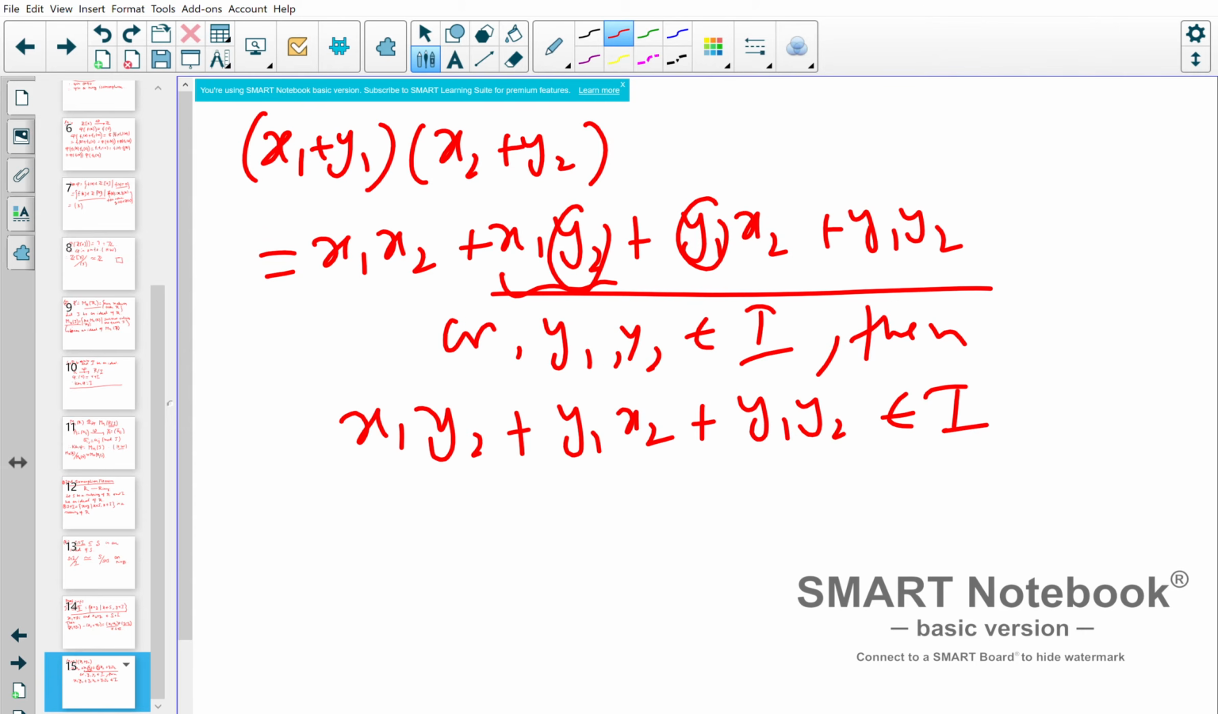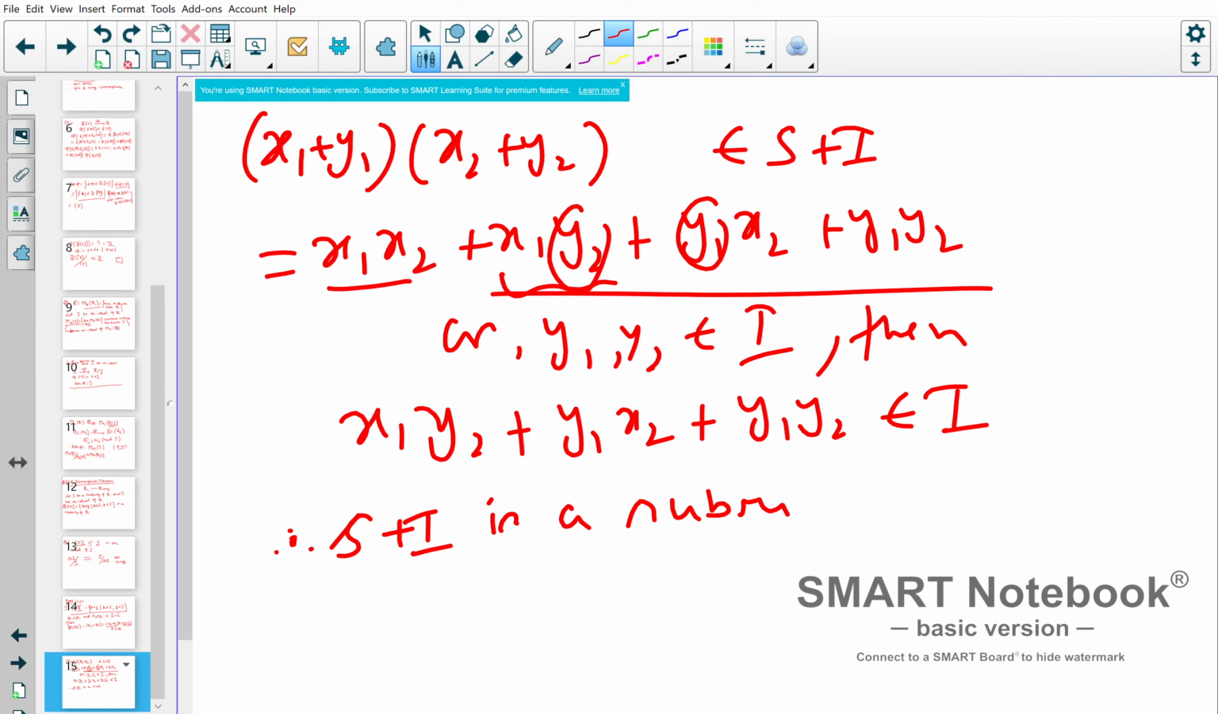Okay, and then what you are left with? So you have an element of S. This is an element of S because it's a subring. So this becomes an element of S plus I. Okay, so thus S plus I is a subring of R.